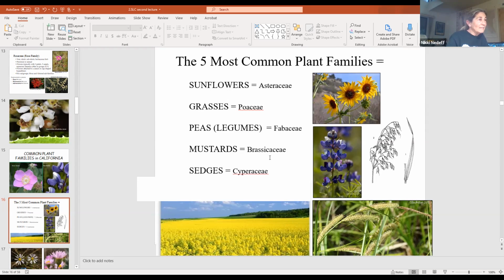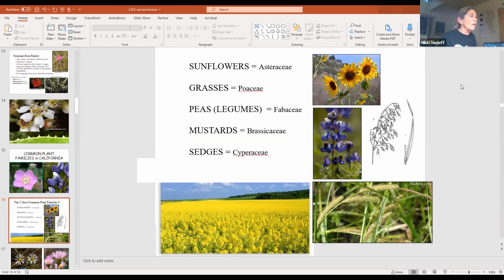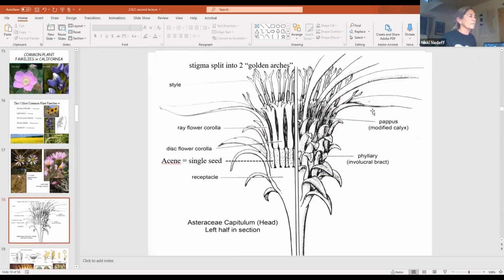Mustards, the Brassicaceae, the 4th most common family in the state. And sedges, the Cyperaceae down here, indicators of wetland environments. They require damp soils. So these are the 5 most common families. It accounts for the majority of all the plants in the state.